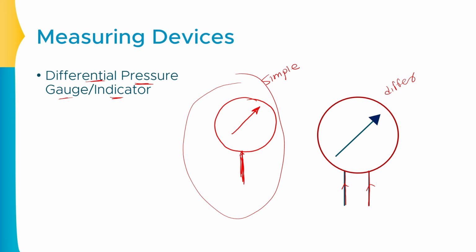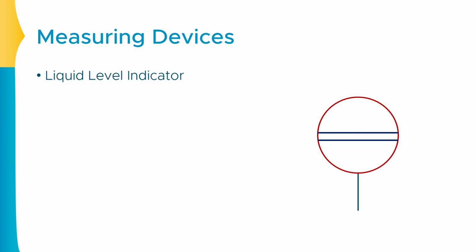The third measuring device is the liquid level indicator. Now this is the inlet of this specific measuring device, and if you have two lines available something like this, near to each other and parallel, in that case this indicates the liquid level indicator.